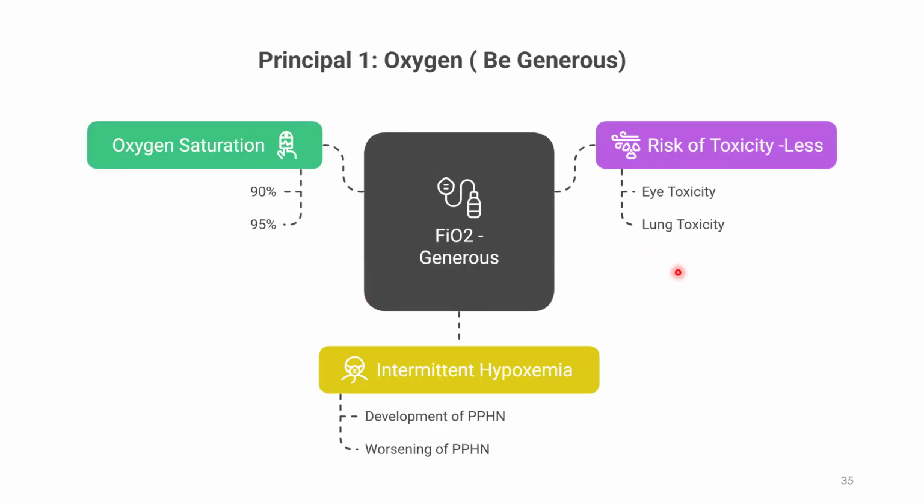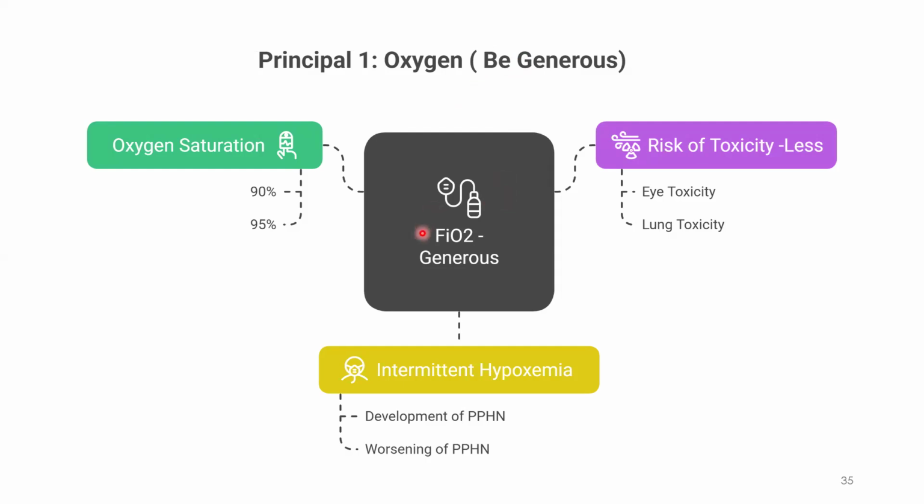And there are two principles we always have to keep in mind whenever we are managing a baby with MAS. The first principle is oxygen. We have to be generous with oxygen. In the NICU, we usually restrict oxygen very cautiously. But in this scenario, you have to be generous. But generous does not mean you provide oxygen unregulated. Suppose the baby requires FiO2 around 60%. You can give an FiO2 of 100%.